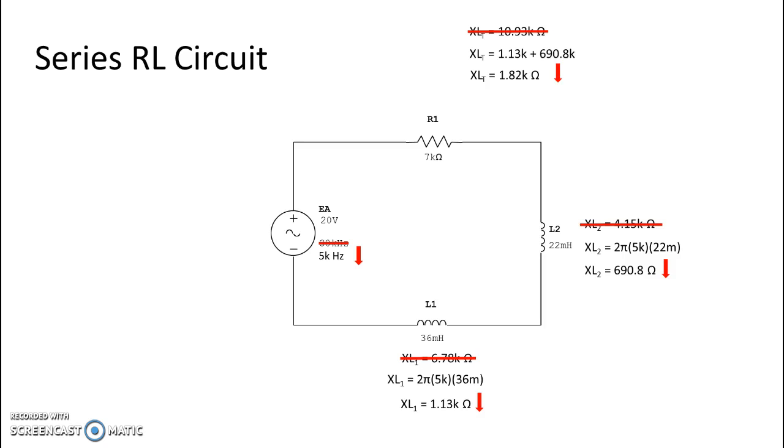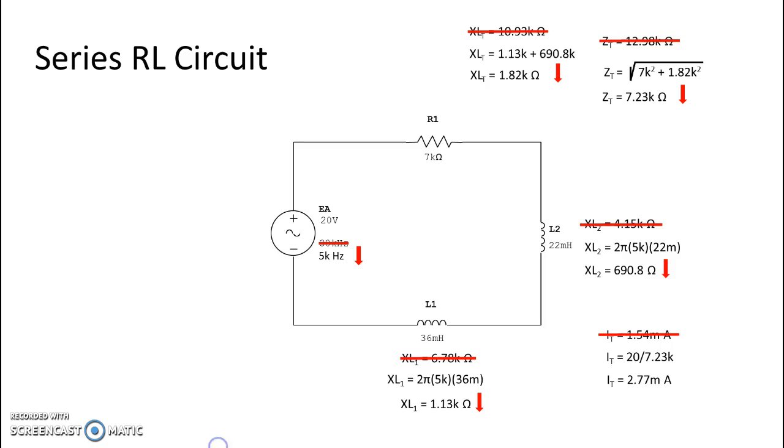Okay, so now we look at our impedance, and based on the previous video, we are expecting impedance to also go down. So it was 12.98 k, and now with the new numbers, it is just 7.23 k ohms. Now again, we know that impedance and current are inversely proportional, so we are expecting our total current to go up. When we look at our original number, we know it's no longer 1.54 milliamps.